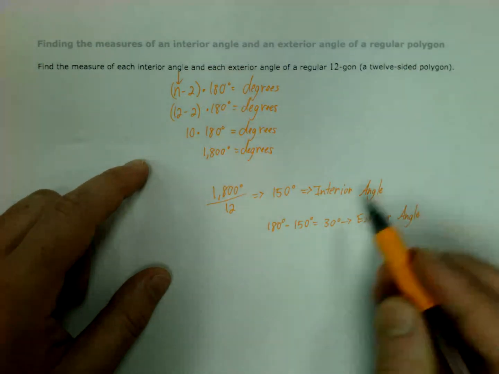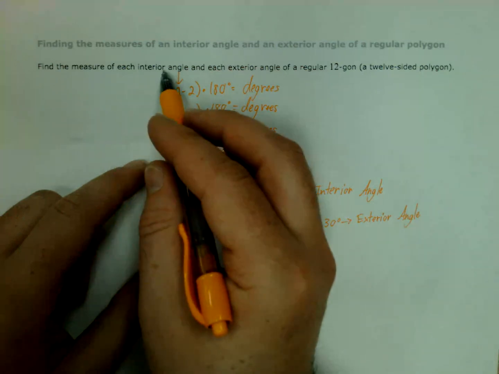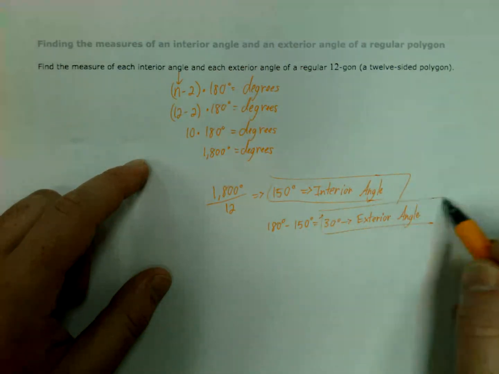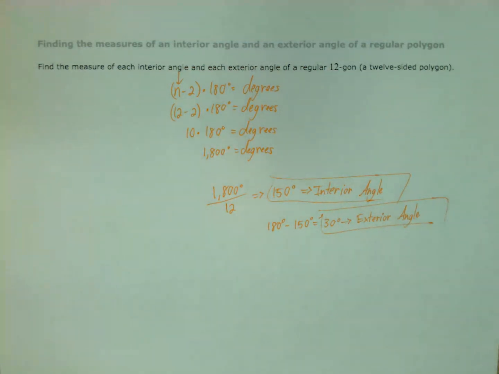Okay, and we're looking for both of those. Measure of each interior and each exterior. They're all going to be the same because it's regular. So interior is 150, exterior is 30.